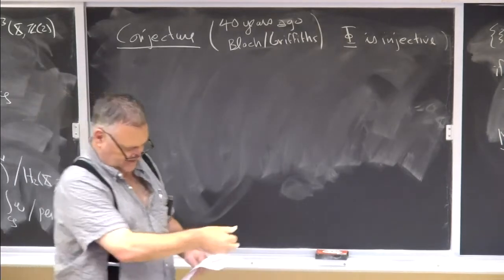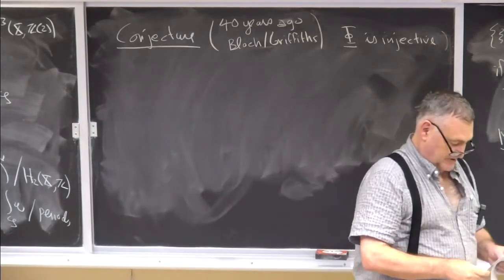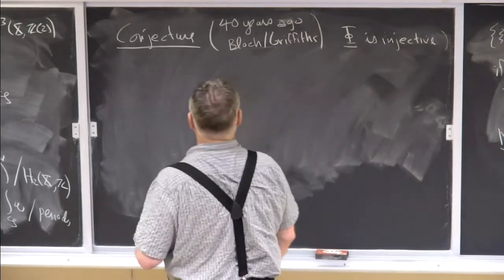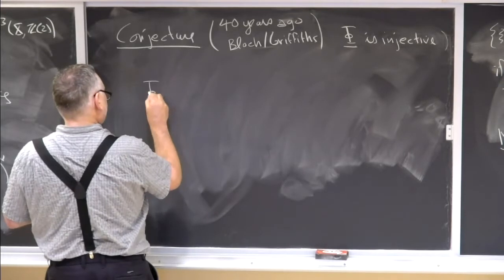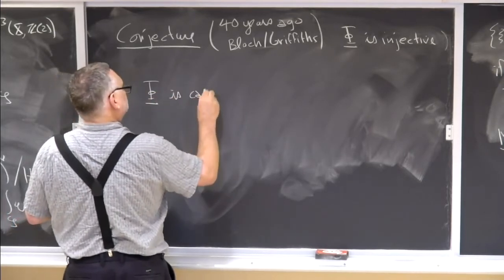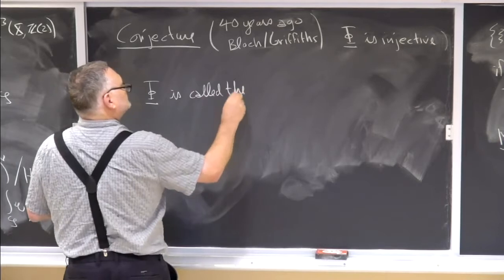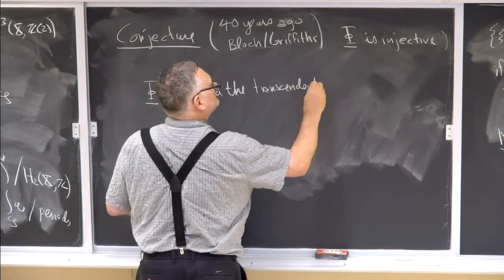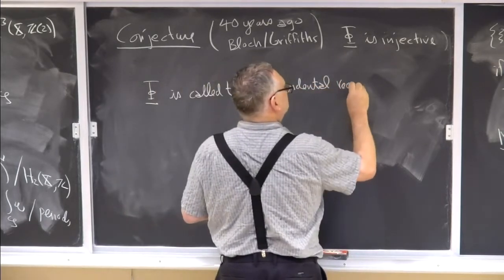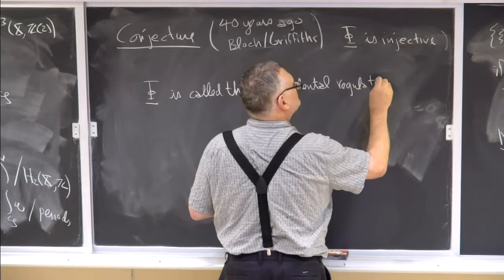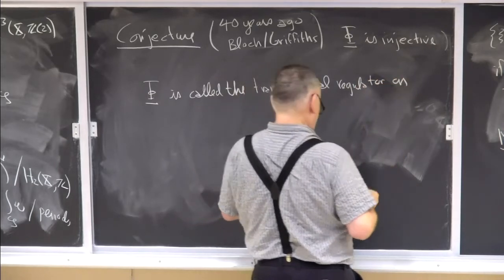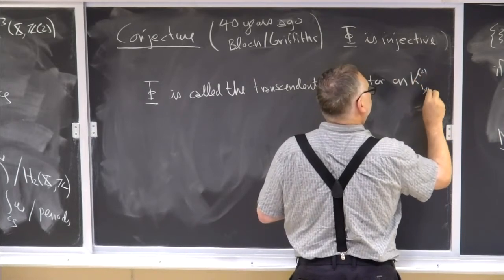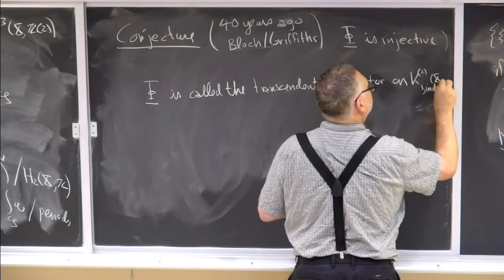So this conjecture lay dormant, as I said, for approximately 40 years. And the lower star is called the transcendental regulator on K1 or two possible of X naught.